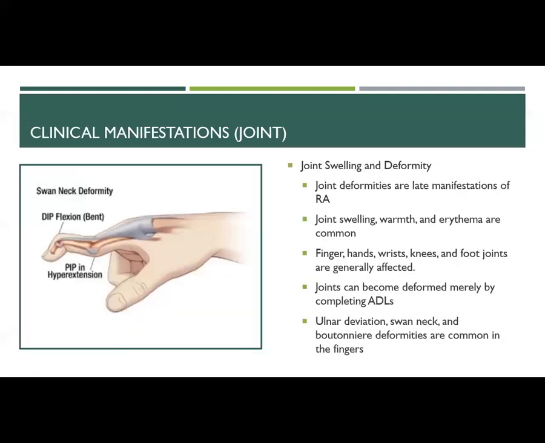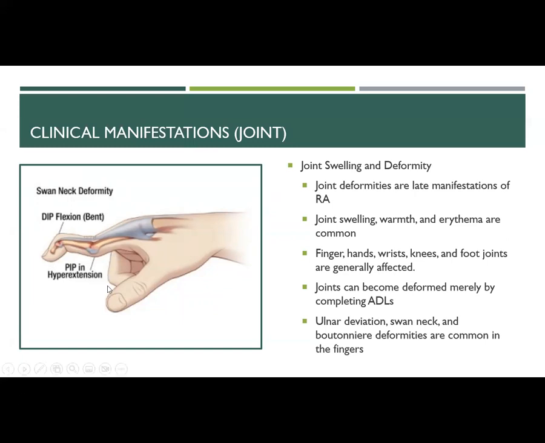These are some of the clinical manifestations of the joint. You'll have joint swelling and deformity. So joint deformities are late manifestations of rheumatoid arthritis. Joint swelling, warmth, and erythema are very common. So you'll see a lot of swelling on it.